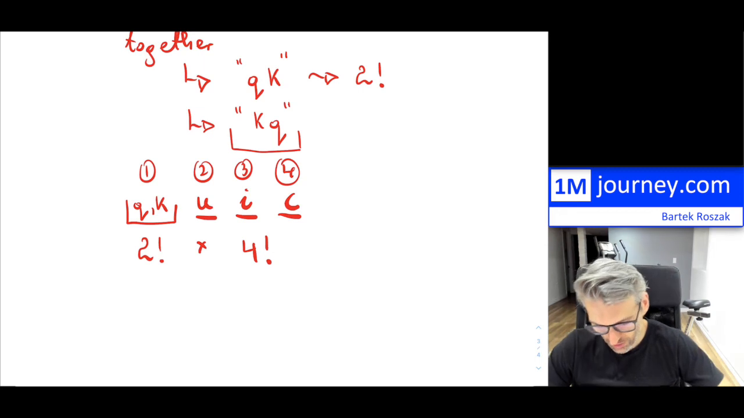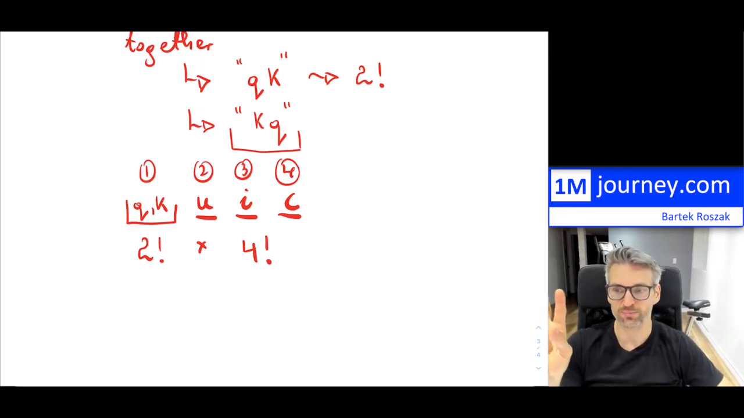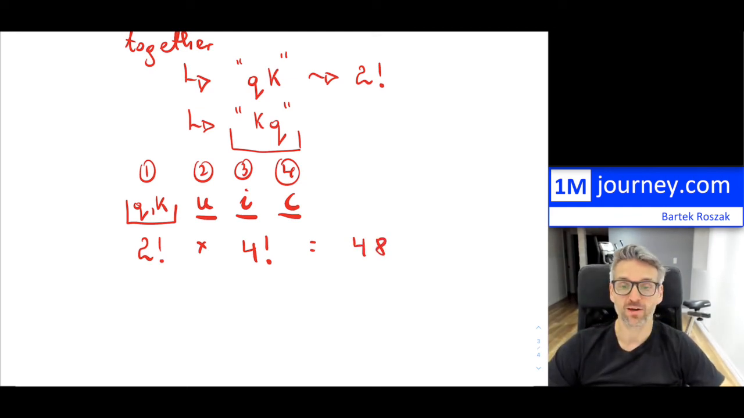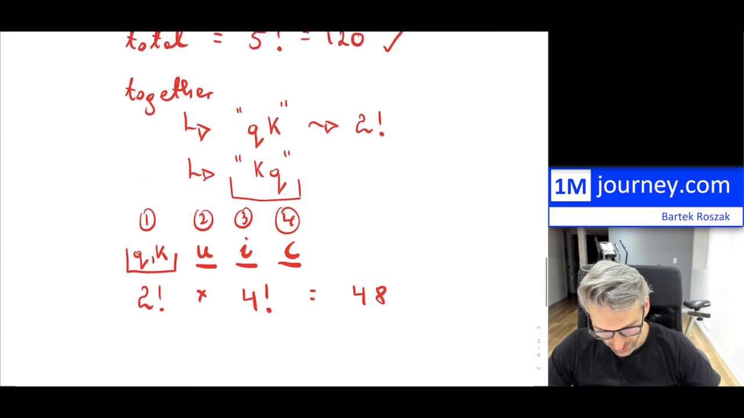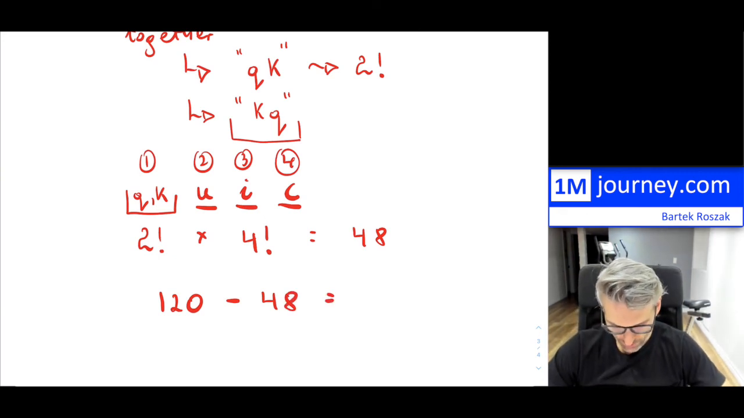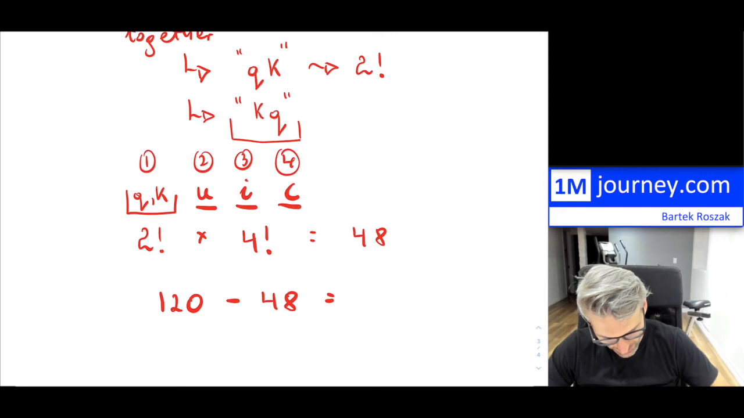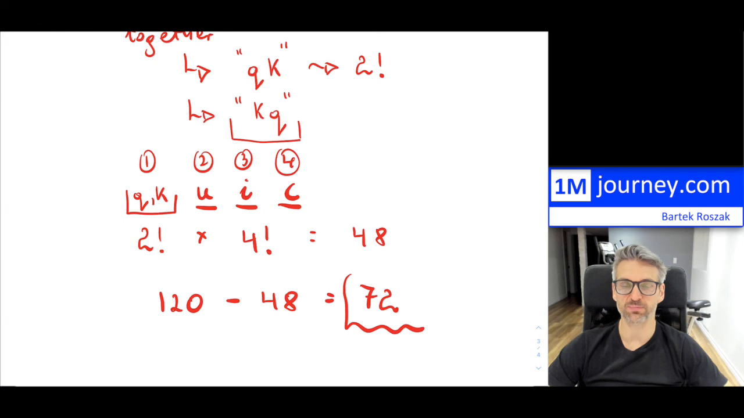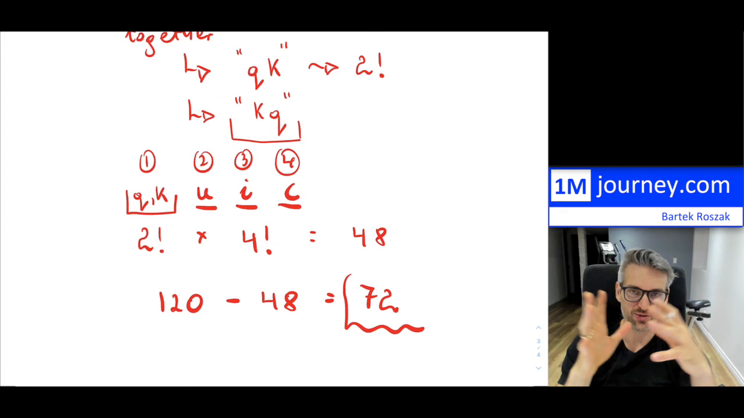And then, of course, I'm going to multiply it by the 2 factorial because I can swap the Q and the K. So 4 factorial is 24, times 2, that's going to be 48, right? And now if I take the total, which is 120, minus when they are together, which is 48, that would be 72. So that is 72 different ways that they can be arranged such that there is at least 1 letter which separates the Q and K.